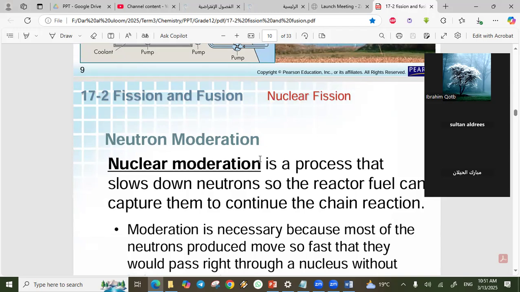Sultan Idris, can you read nuclear moderation? Yusuf.